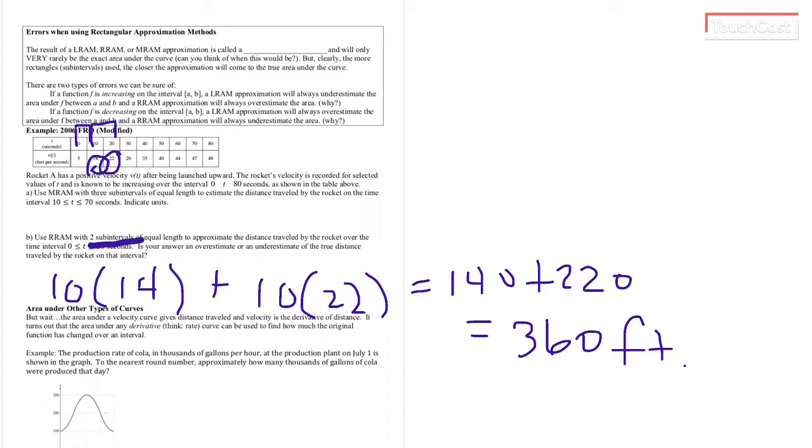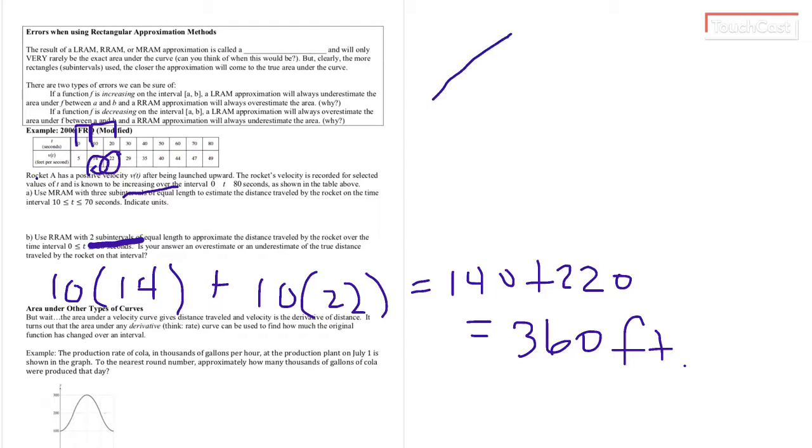And then here's the big question. Is my answer an overestimate or an underestimate of the true distance traveled by the rocket on that interval 0 to 20? Well, now I have to go back to find out if I know about the increasingness or decreasingness of the velocity. So now I'm going to read back here. So rocket A is a positive velocity. And that velocity is known to be increasing. So now I have enough information to finish the second half of part B.